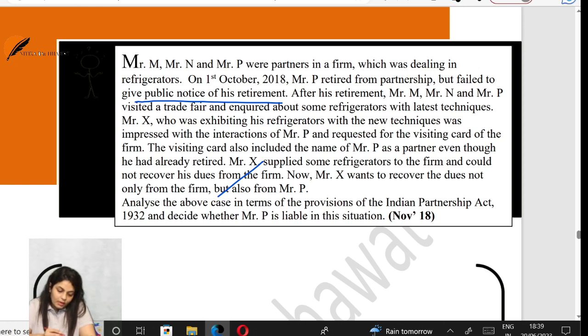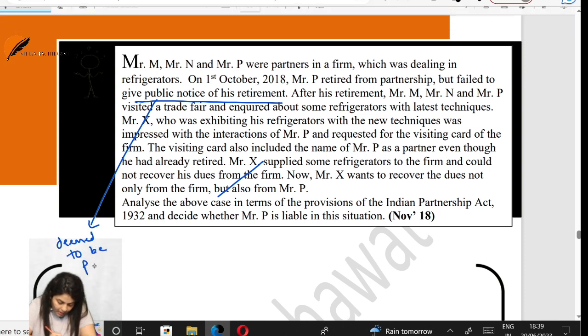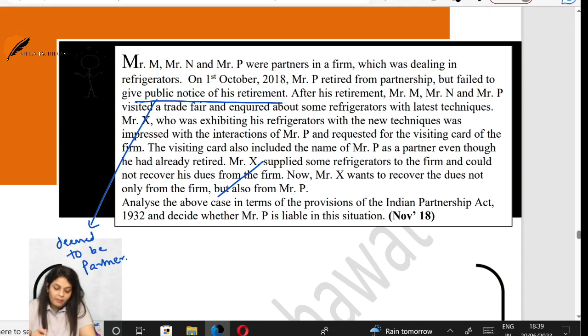He did not give public notice, so he will be deemed to be a partner of the firm. Right? If a partner retires without giving any public notice, he is deemed to be a partner of the firm. But obviously, a sleeping partner does not have to give any notice.